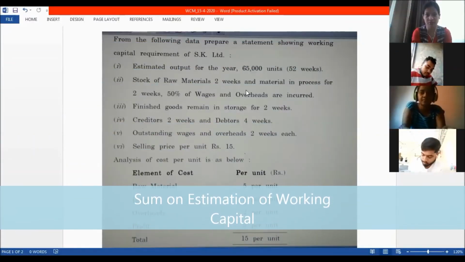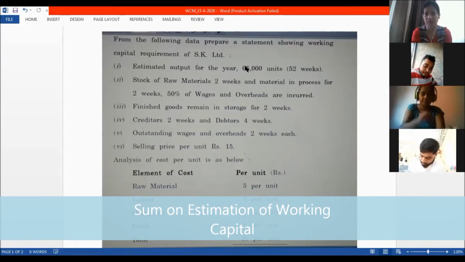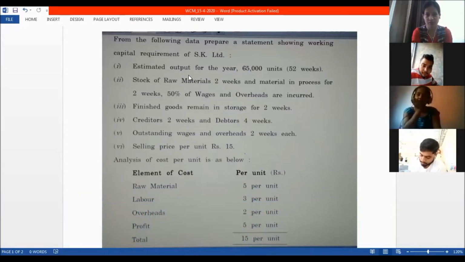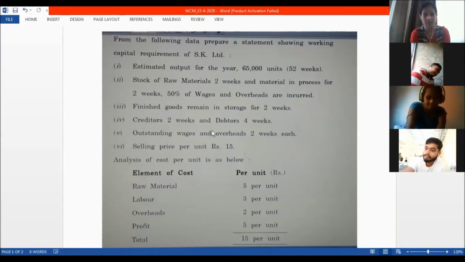Hello students, today we are going to see a sum on estimation of working capital requirement where estimated output is 65,000. Details about stock of raw material, work in progress and finished goods is given. Creditors and debtors time of credit is also given. Outstanding wages and overheads holding time is also given. All this information will help us calculate working capital requirement.